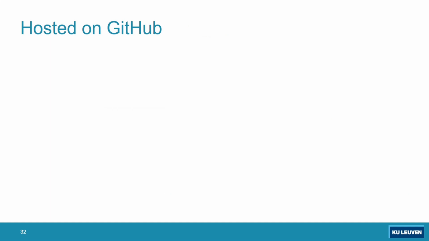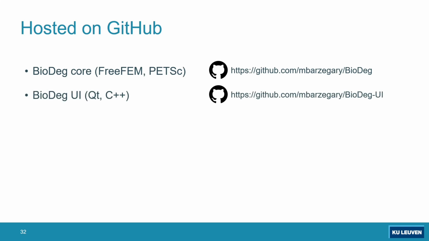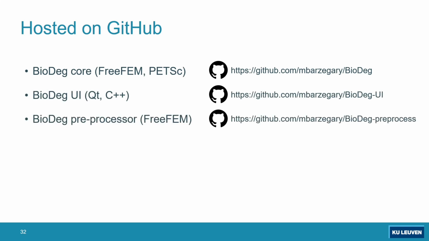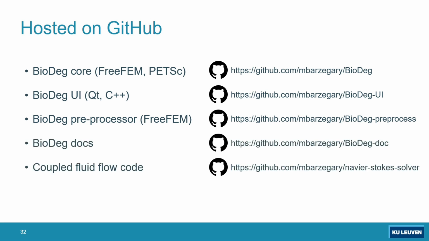And all the codes developed are hosted on GitHub. So the core of the simulations, the computational models are available, as well as the UI and also the preprocessor that is developed by FreeFEM and ParMmg for parallel mesh generation and parallel mesh partitioning, and documentations, and also the coupled flow code, which is a sort of diffusion convection code in parallel. They are all available on GitHub.